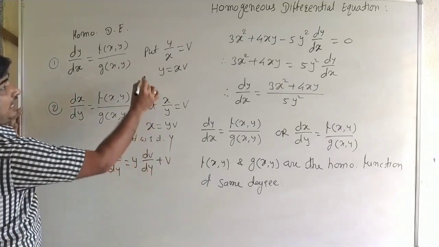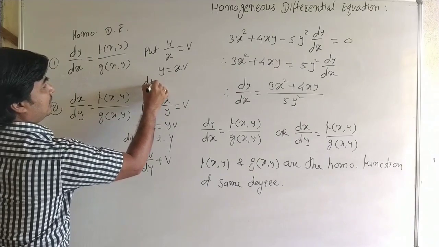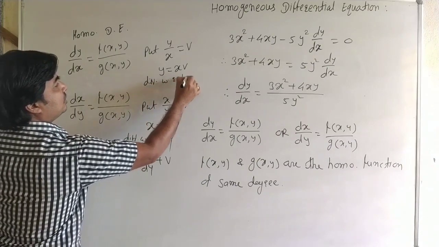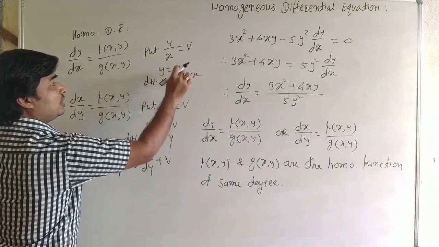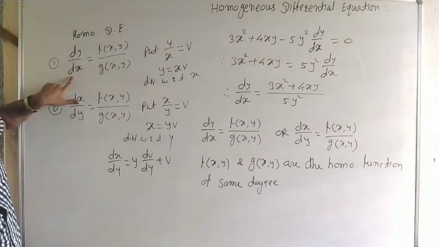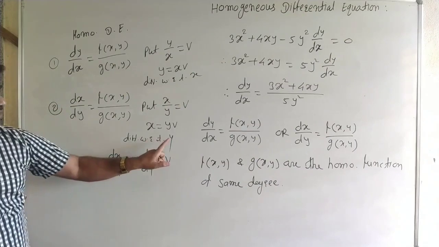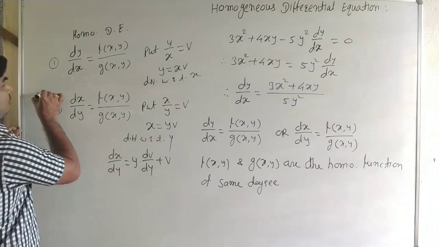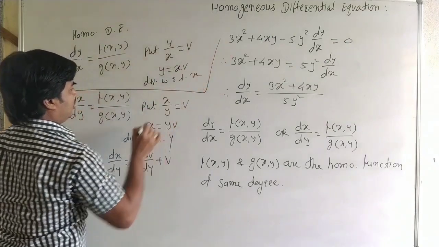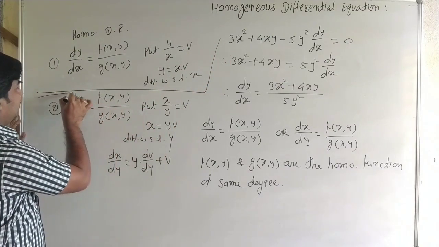Here differentiate with respect to x, because y is equal to xv. Here we want dy by dx, so differentiate with respect to x. Here we want dx by dy, so differentiate with respect to y. These are the two methods for solving the homogeneous differential equation. See carefully.